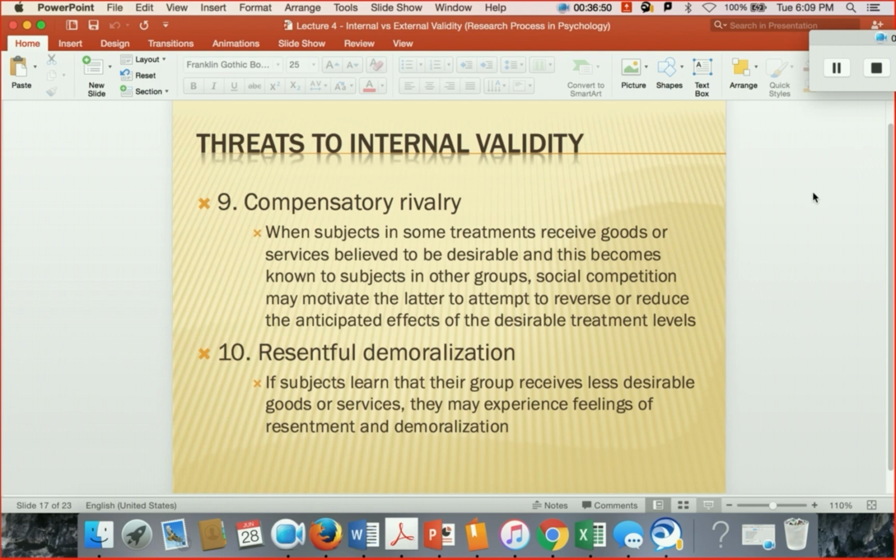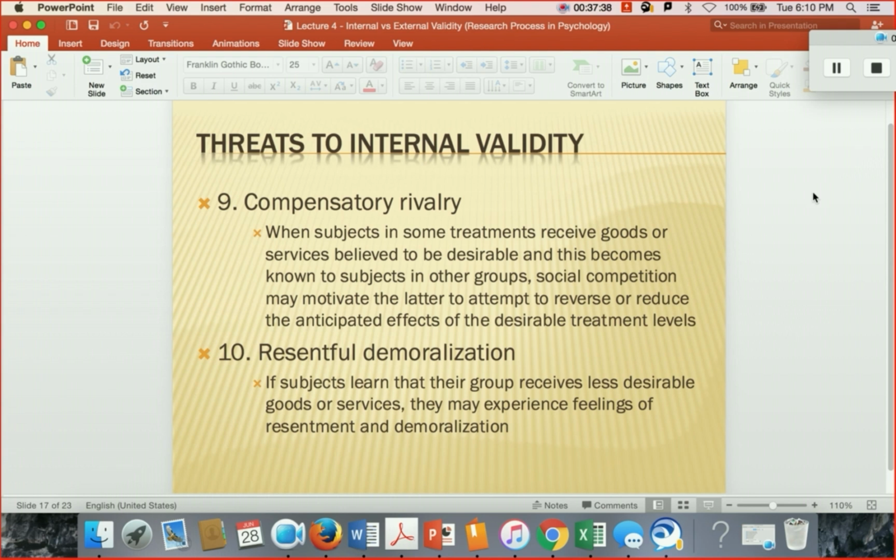And last, factor number 10, resentful demoralization. It essentially sounds like this lecture is a demoralizing lecture not to do research, but believe me, research is fun. So here, resentful demoralization: if subjects learn that the other group receives less desirable goods or services, they may experience feelings of resentment and even demoralization. So the people who may have actually gotten, for instance, the steak dinner may feel bad that they got it. They may perform differently the second time around, or even if they got the reward before the experiment, they may perform in a different fashion because they may feel bad about having done that. They may have gotten the good incentive, but yet they still feel bad for having gotten it.